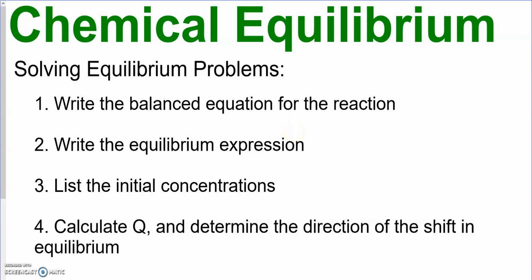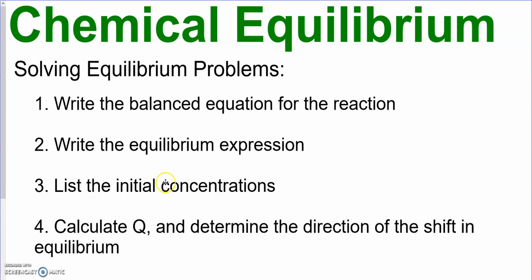Okay, so let's continue moving through equilibrium and how to solve equilibrium problems. Just to recap some of what we just did: the first thing we would do is write the balanced chemical equation. A lot of times this will be given to you, but it won't always, so it's your job to pay attention to that. From there, the first thing I would do is write the equilibrium expression. Remember, this is your K equals products over reactants raised to their coefficients.